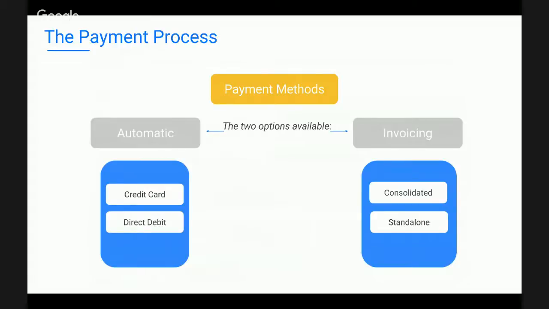So we have automatic payments, which is where you can put a credit card or do direct debit on a bank account in the AdWords account, or also invoicing. And invoicing comes in two flavors. There's consolidated invoicing and standalone account level invoicing. And we'll talk about that in a little bit.